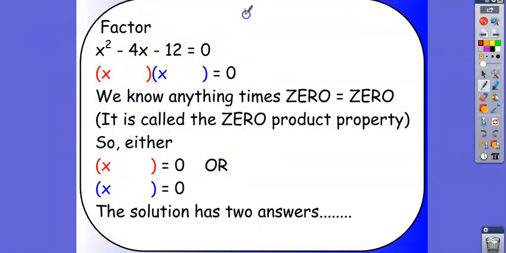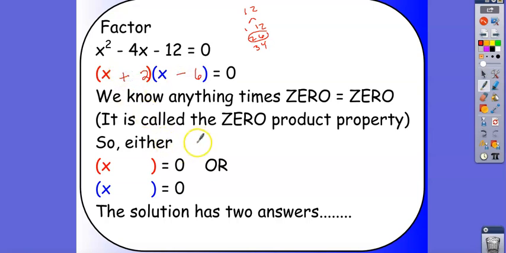I need 2 numbers that multiply to 12 and whose difference is 4. Whose difference is 4? There we go. There's the difference that's 4. So I'm going to put a 2 and a 6 in here. This sign, negative, it goes with the biggest factor.